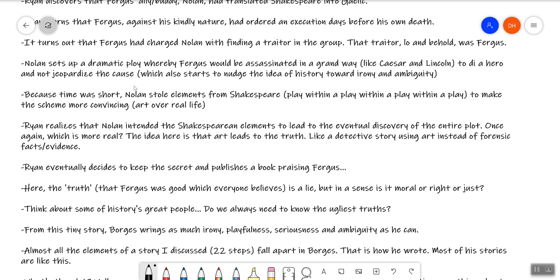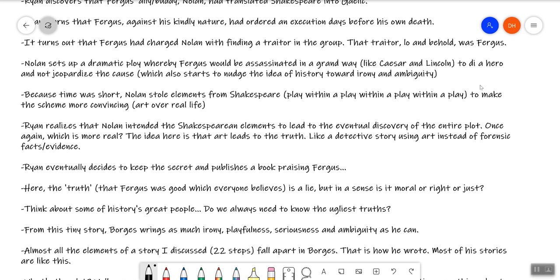Now, yeah, so they created this. He consented to be assassinated. So that's the execution days before his death, is his own death. Okay, to die here and not jeopardize the cause. Now this starts to nudge the idea of history toward irony and ambiguity.